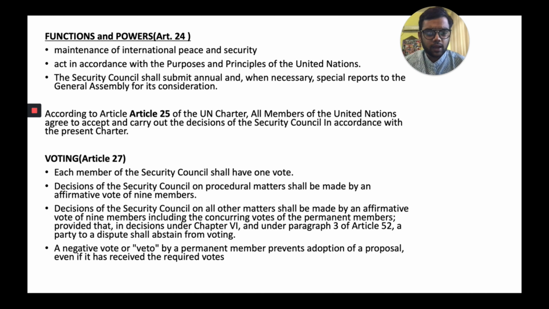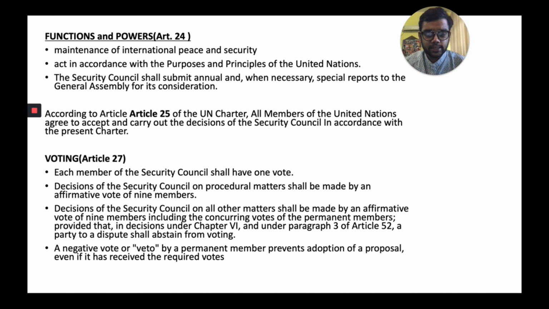Decisions of the Security Council on procedural matters shall be made by an affirmative vote of 9 members, which is basically 3/4 of the majority. Decisions of the Security Council on other matters, meaning other than procedural matters, shall be made by an affirmative vote of 9 members, including the concurring votes of the permanent members, provided that in decisions under Chapter 6 and under Para 3 of Article 52, a party to the dispute shall abstain from voting.